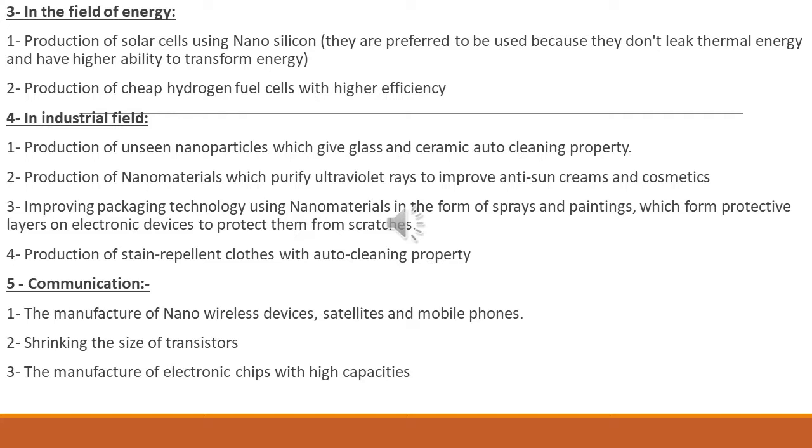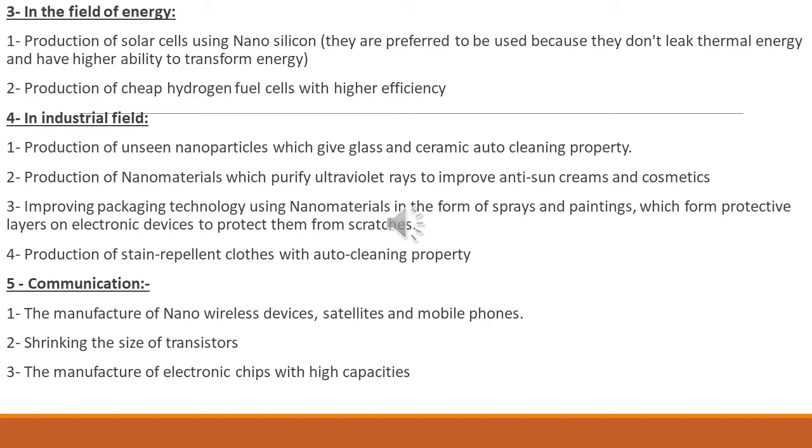In the industrial field, number one, production of unseen nanoparticles which give glass and ceramic an auto-cleaning property. Number two, production of repellent cloth with auto-cleaning property. Number three, production of nanomaterials that purify ultraviolet rays to improve anti-sun creams and cosmetics.